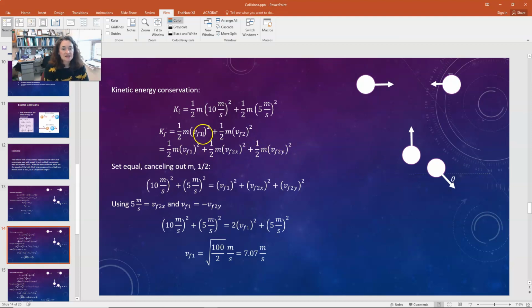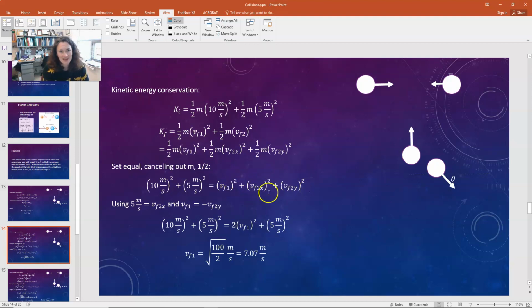Now, if I set my kinetic energy initial and my kinetic energy final equal to one another, the m's and the 1/2s cancel out everywhere. So that leaves me 10 squared plus 5 squared is equal to v final 1 squared plus v final 2x squared plus v final 2y squared.